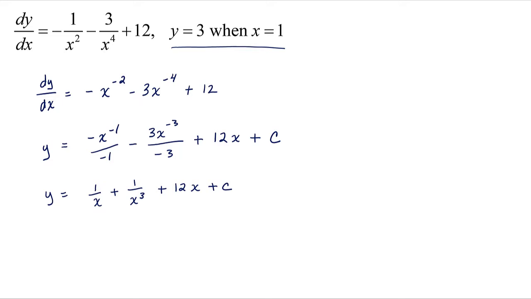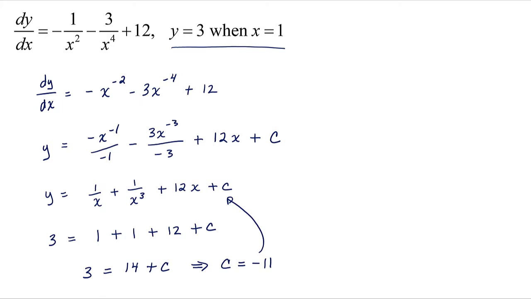Making those substitutions, we would have 3 is equal to 1 over 1, which is 1, plus 1 over 1 cubed, which is 1, plus 12 times 1, which is 12, plus c. This implies that 3 is equal to 14 plus c, which implies that c is equal to negative 11. We will now substitute c equals negative 11 to give us y is equal to 1 over x plus 1 over x cubed plus 12x minus 11. And we must also add the stipulation that x must be greater than 0.